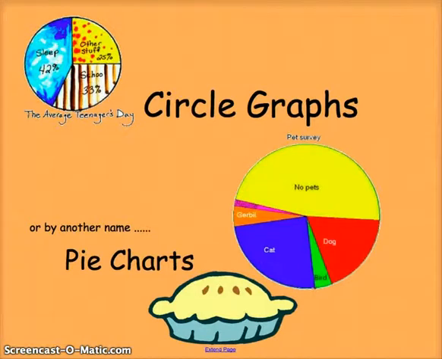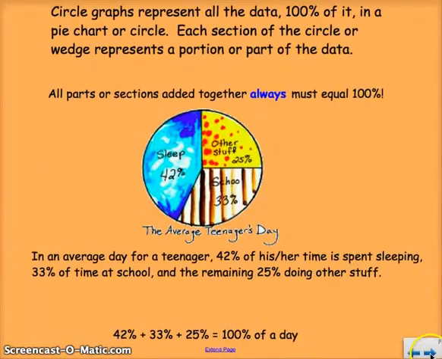Hi, I'm Mrs. S, and today's lesson is on circle graphs, or by any other name, pie charts. Circle graphs represent all of the data, 100% of it, in a pie chart or circle. Each section or wedge represents a portion or part of the data. And you must remember that all parts or sections added together must always equal 100%.